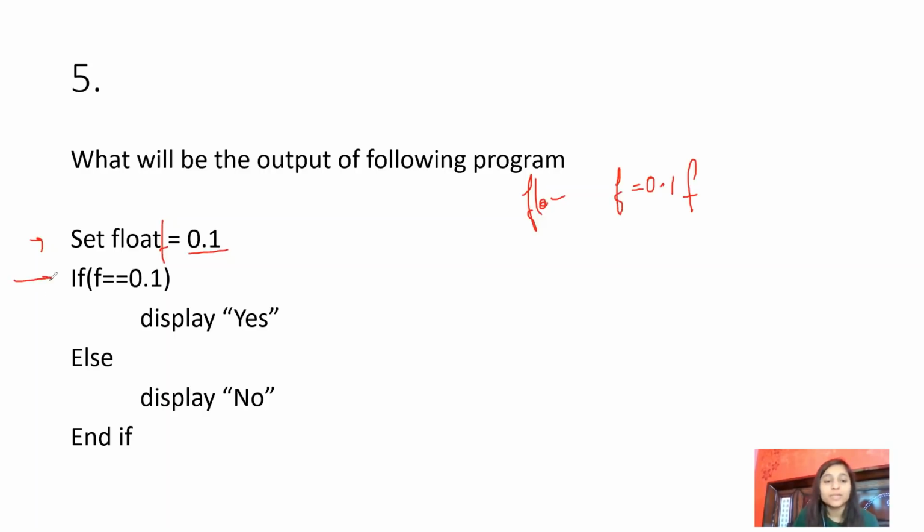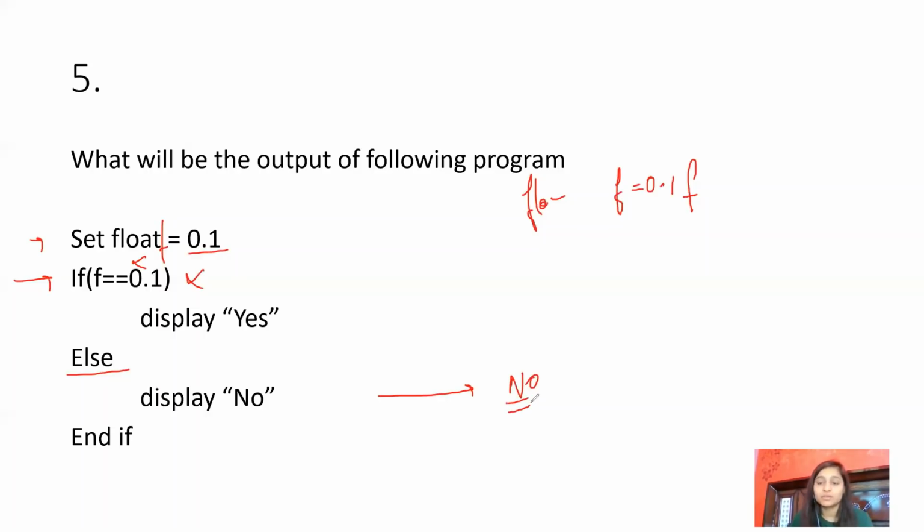So now when you compare this f with 0.1, they won't be equal, right? Because it is not exactly taking 0.1. So this condition will be false and the else part will be executed, that is, no will be printed here.